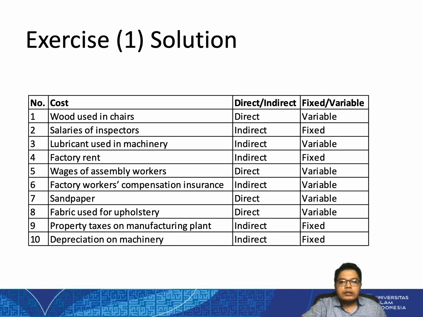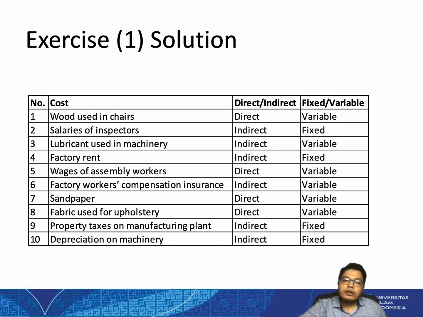Sandpaper, yes, this is a direct one because we always need sandpaper to smooth the product. Fabric used for upholstery, yes, we need it to cover them. But property tax on the manufacturing plant, taxes are indirect, and depreciation is also indirect.